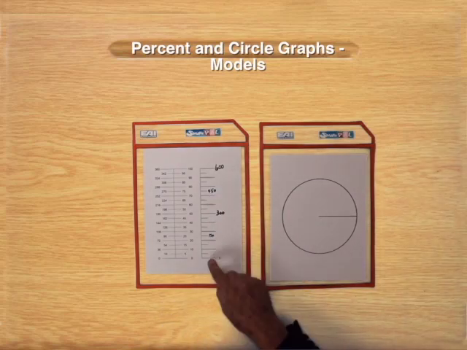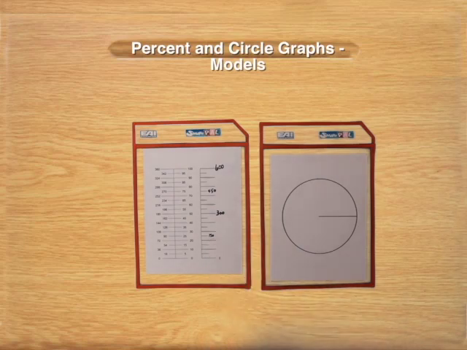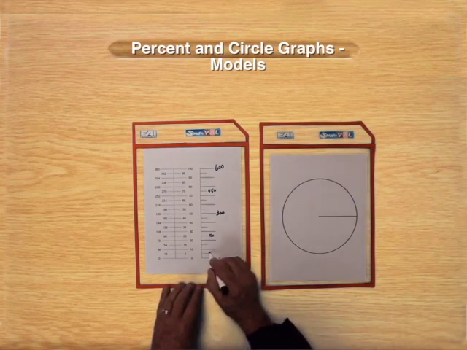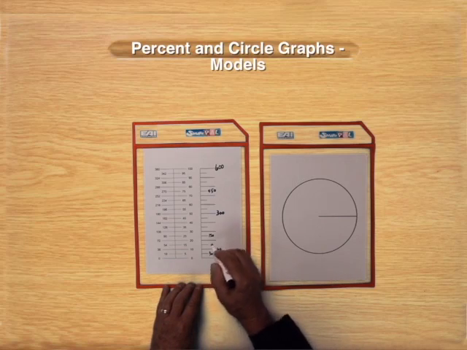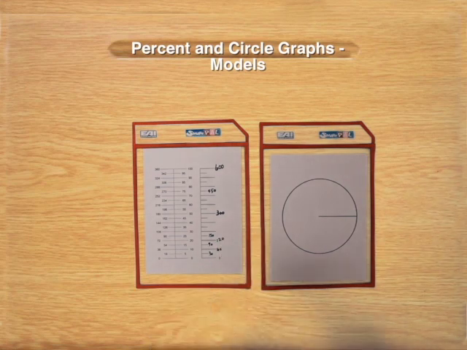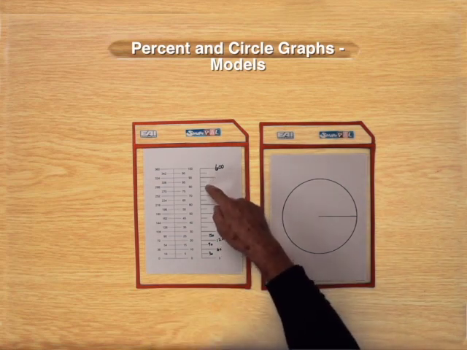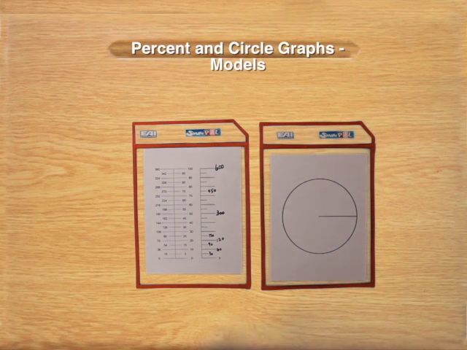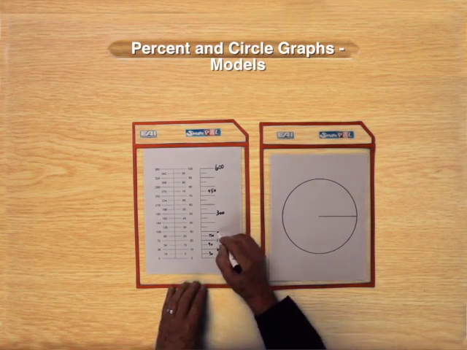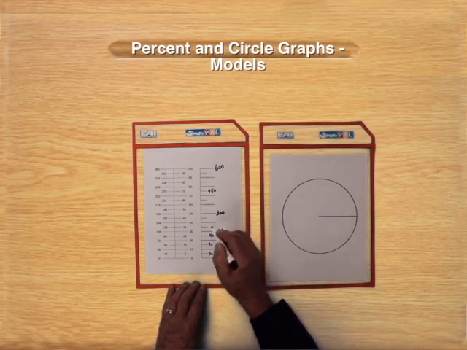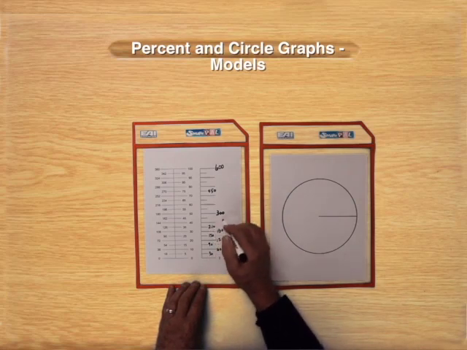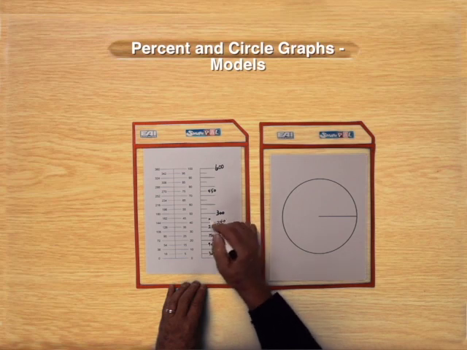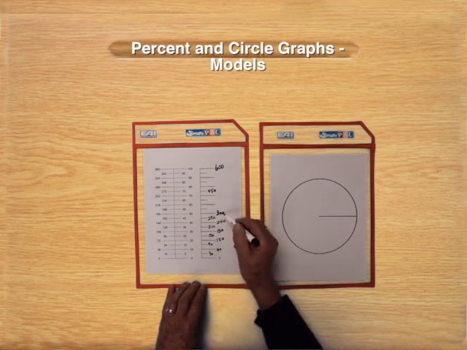Now, we have 1, 2, 3, 4, 5 spaces in between 0 and 150, 5 equal spaces, so each space is going to be worth 30. 60, 90, 120. So that means all of the spaces that we have on our grid are going to be equal to 30. So now we have 150, and 30 more will be 180, and then 210. Then we go to 240, 270, and 300.